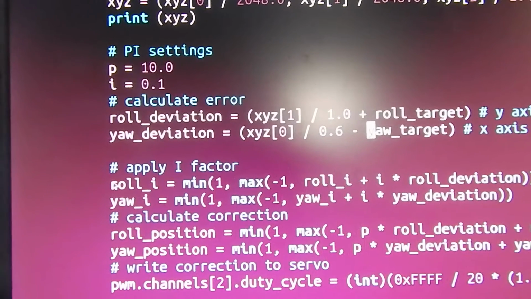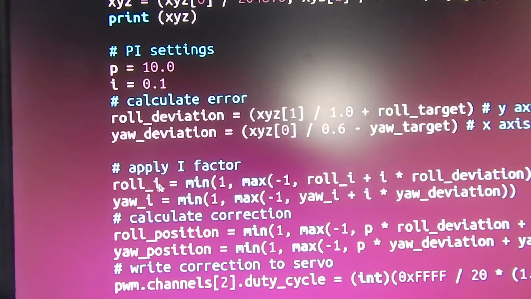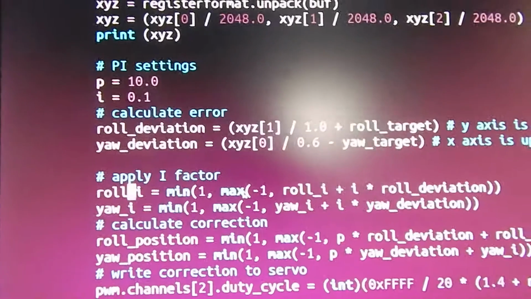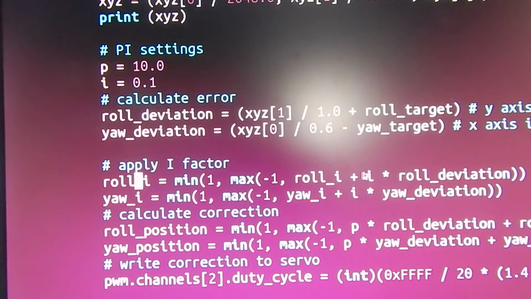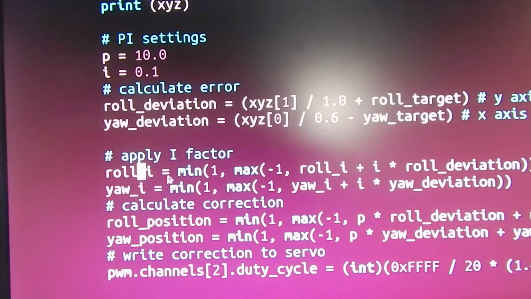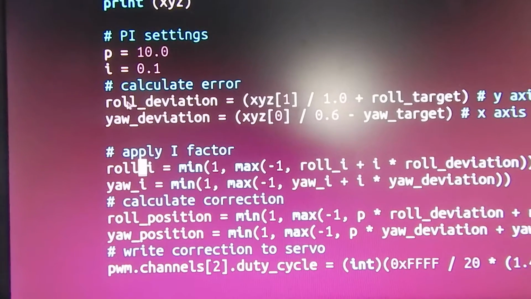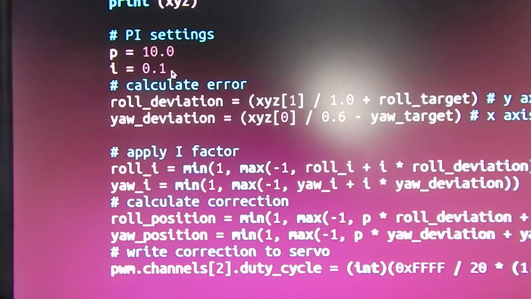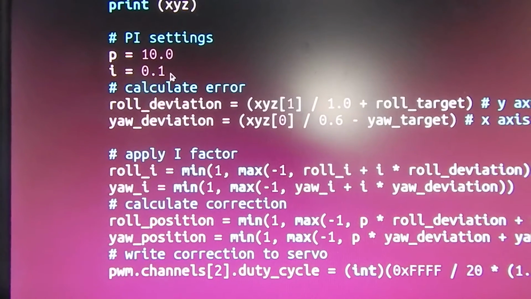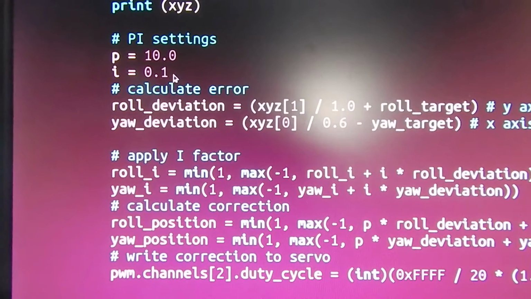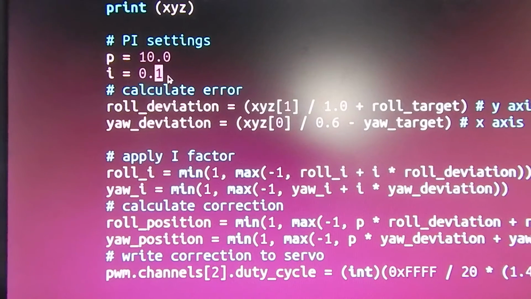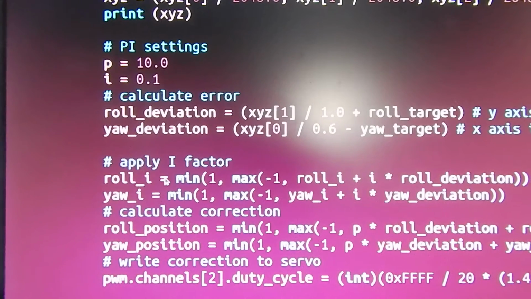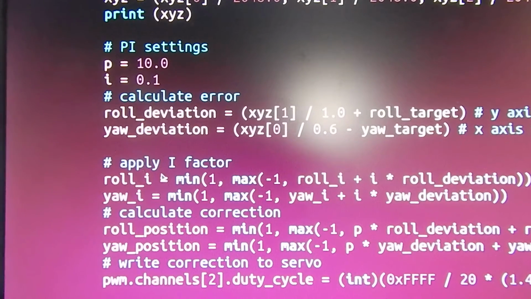Then the I factor is when I sum up the deviation. So the longer the deviation exists, the more this I builds up. So I is a correction value, and this builds up very slowly. So if you have a wrong value the whole time, the deviation will add more and more to I, and this will over time correct the value.